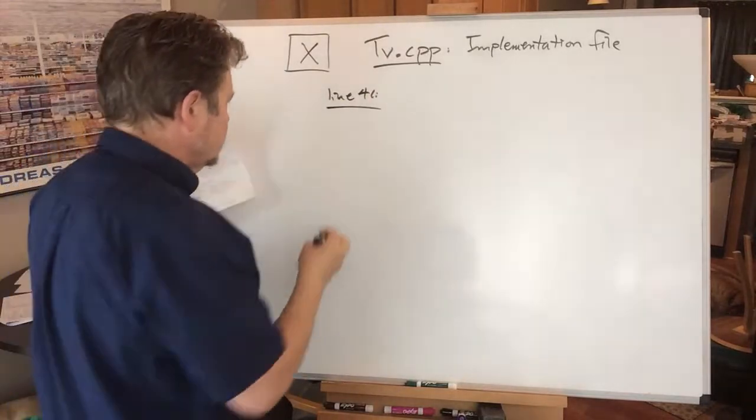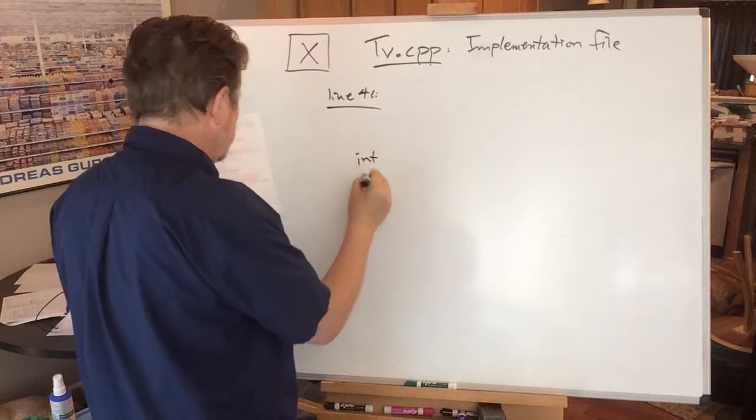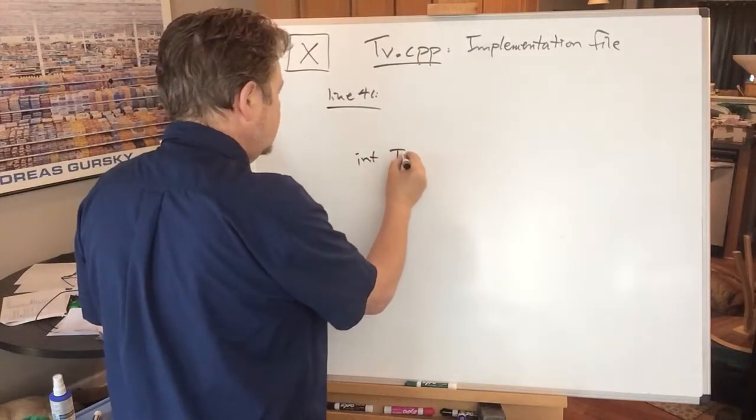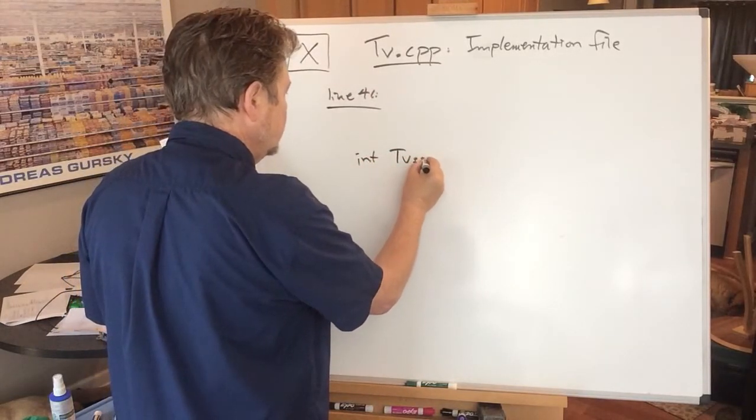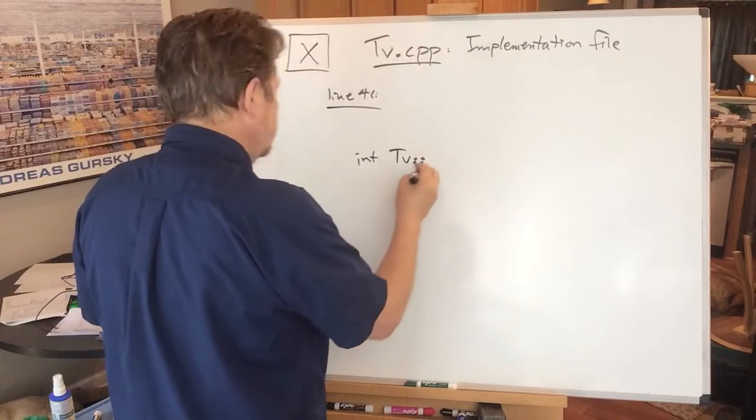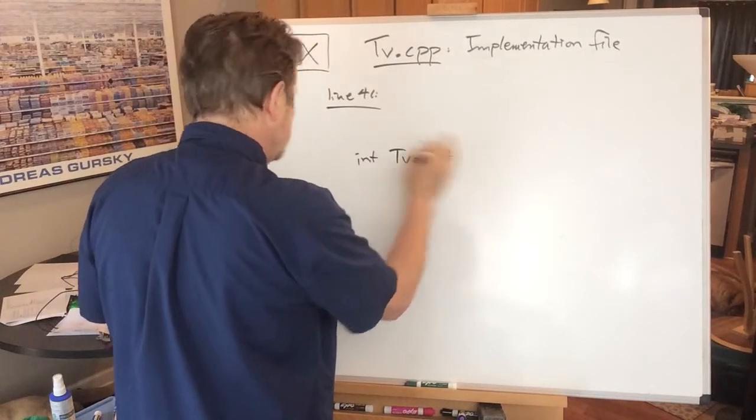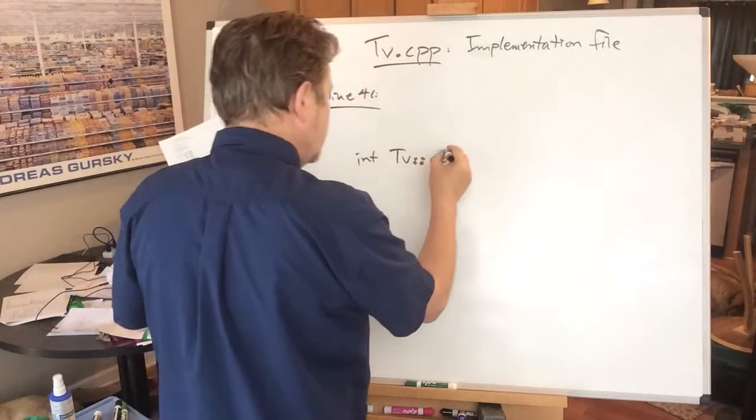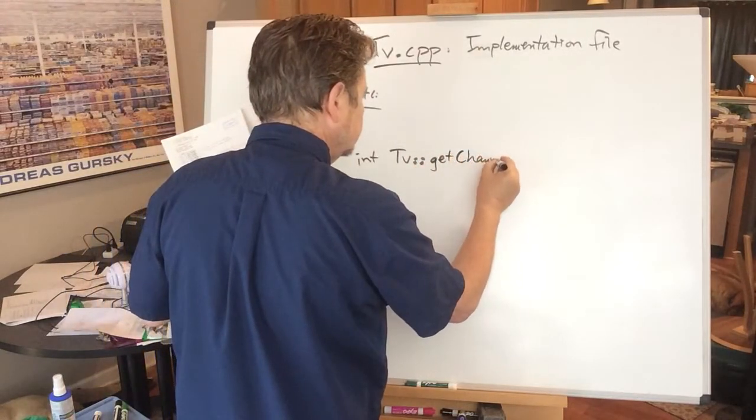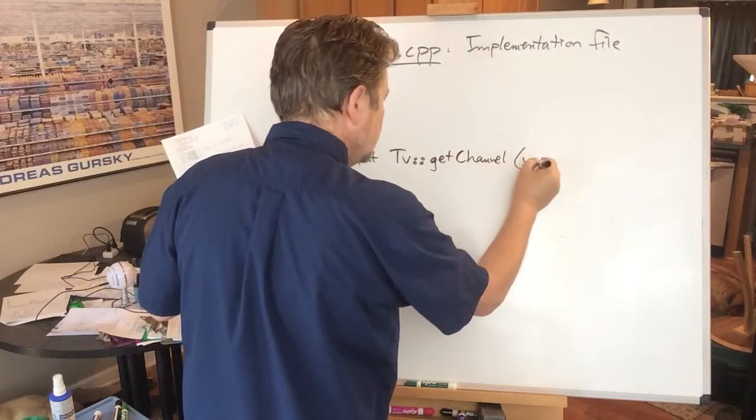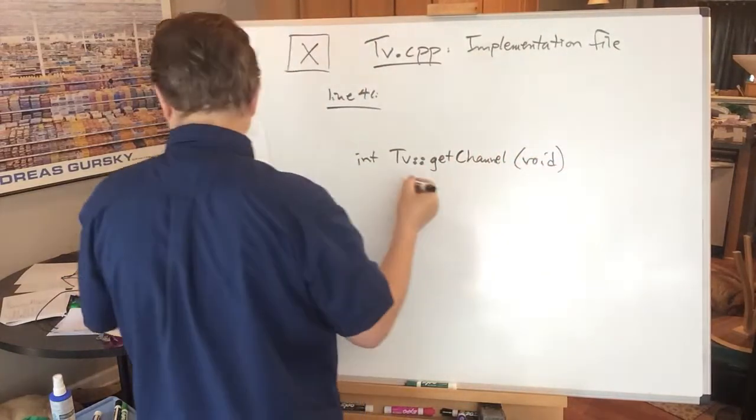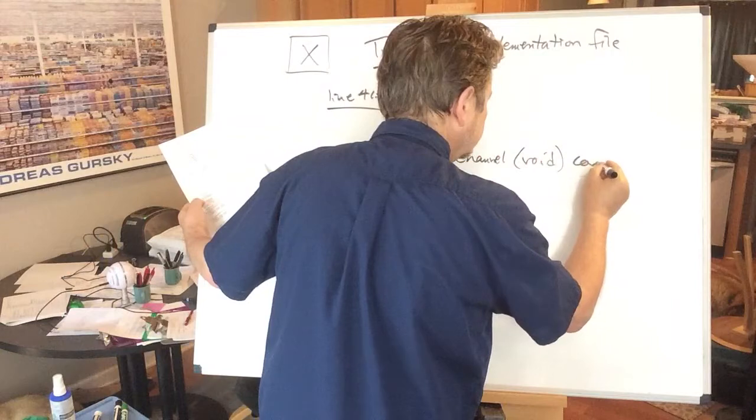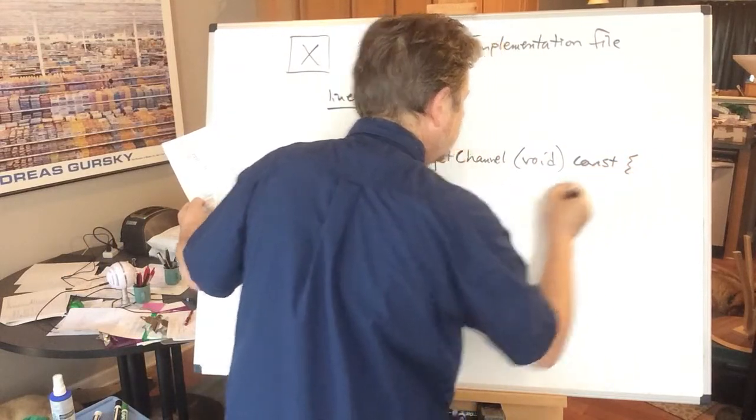Line 41 starts off with int. Easy enough, we can handle that. Then it's got TV, colon colon, holy moly, get channel. Let me make sure I've got this right, line 41: get channel. And then in parentheses, void. And then const. And an open curly bracket.